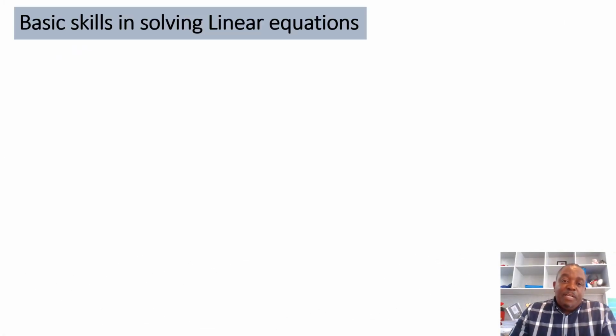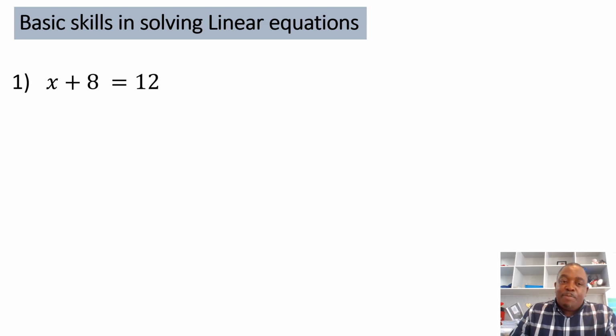Basic skills in solving linear equations. Now, one of the most important things in linear equations is that whatever equation you've got, you're trying to get to a stage where you isolate the variable that you're solving for, whether it's x or a, b, or any variable. You're trying to get to a stage where the variable is left only on its own with a positive on it. You can solve for a negative variable, solve for a positive variable. And that's one of the things we're going to be looking at in these next examples.